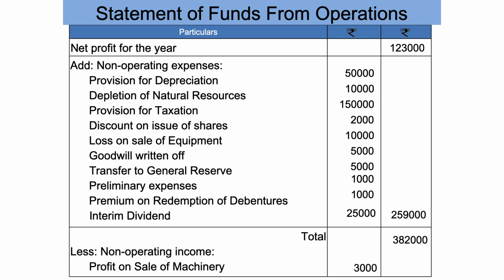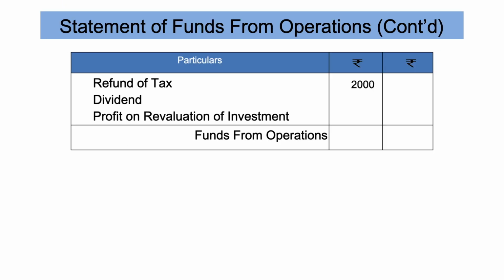Total of non-operating expenses along with net profit 3,82,000 less non-operating income, profit on sale of machinery 3,000. Refund of tax 2,000, dividend 10,000, profit on revaluation of investment 10,000, total non-operating income 25,000. Then balance 3,57,000, that is funds from operations. This funds from operations will be transferred to fund flow statement.